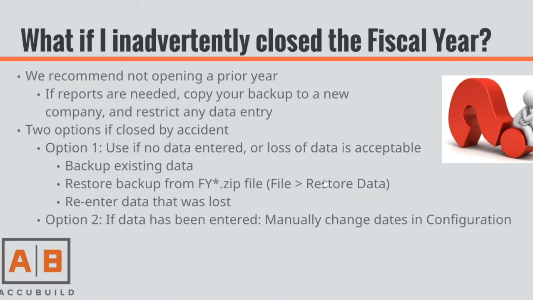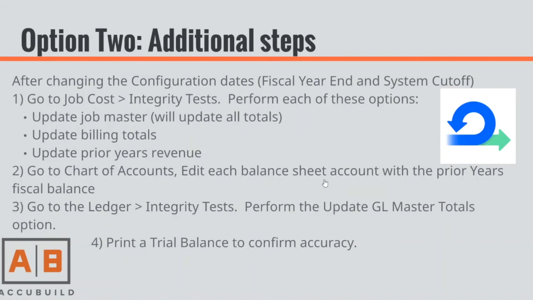Option 2, if data has been entered, say for several days or multiple weeks, you can manually change the dates in the configuration settings. But this will mean that you have additional steps to bring your data into line. You'll need to run the following job cost integrity reports. Update Job Master, update billing totals, update prior year's revenue.